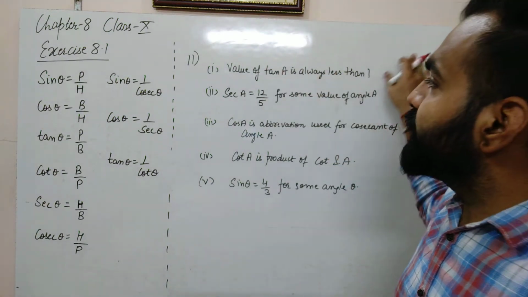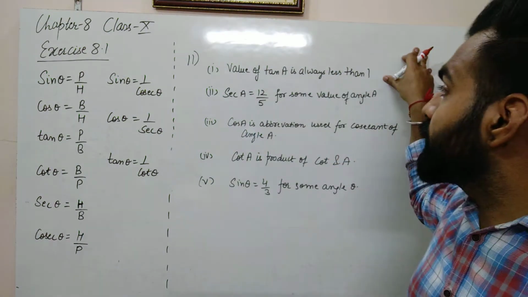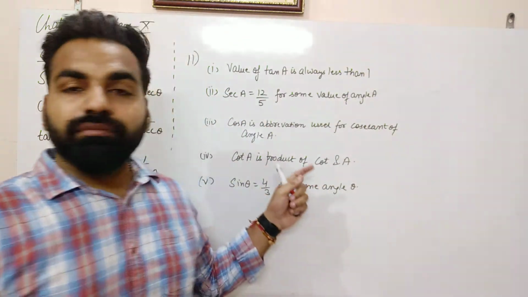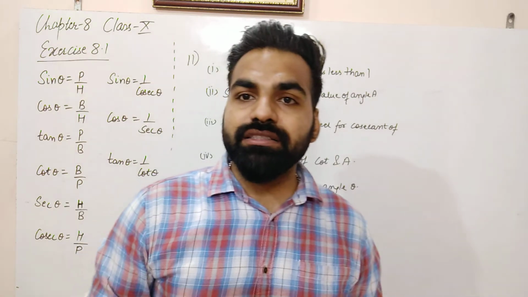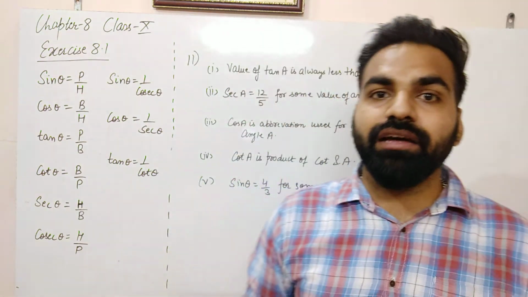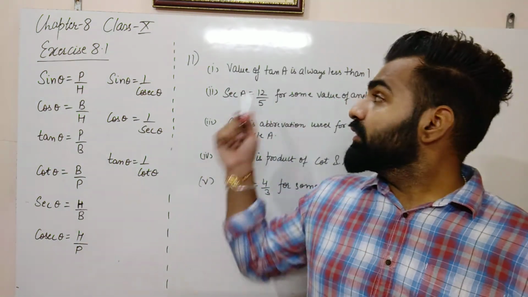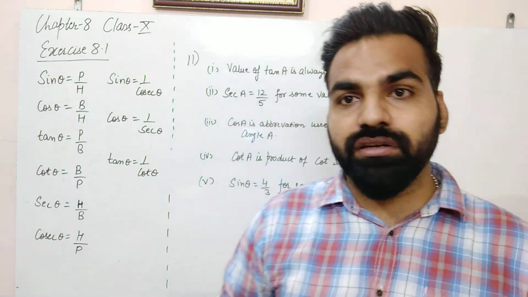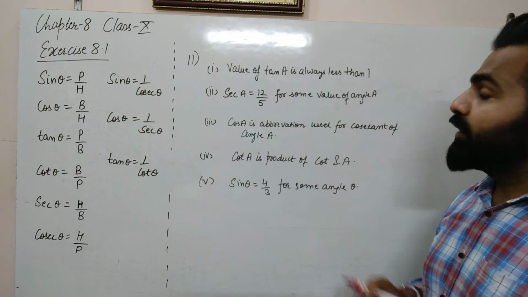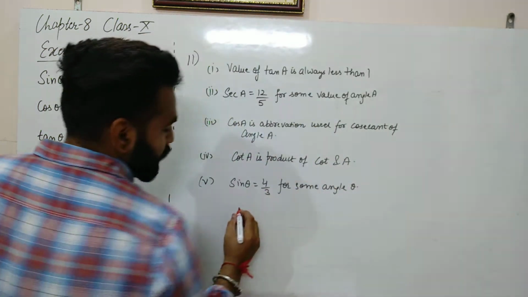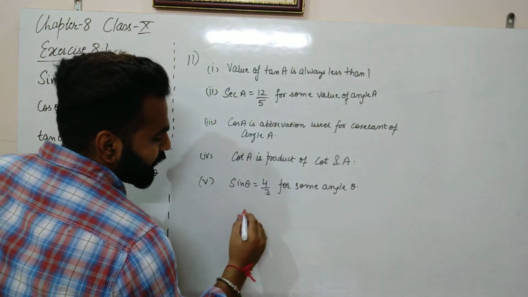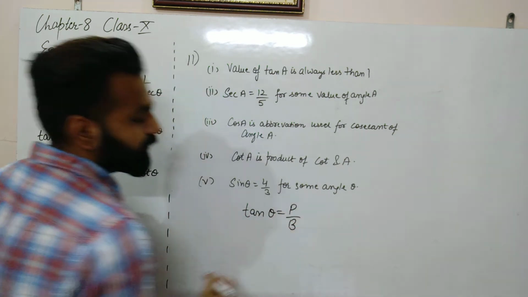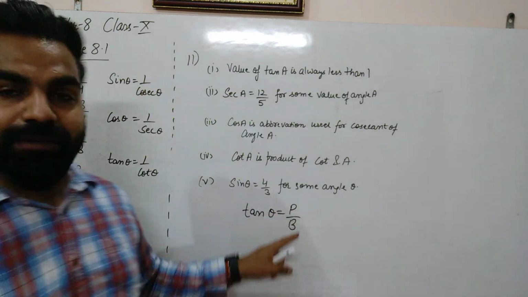First is value of tan is always less than 1. In a few questions we did in the exercise, the value of tan theta was greater than 1 also. So this is false. Not every time the value is less than 1. But we have to prove how. So we know that tan theta is equal to P by B.